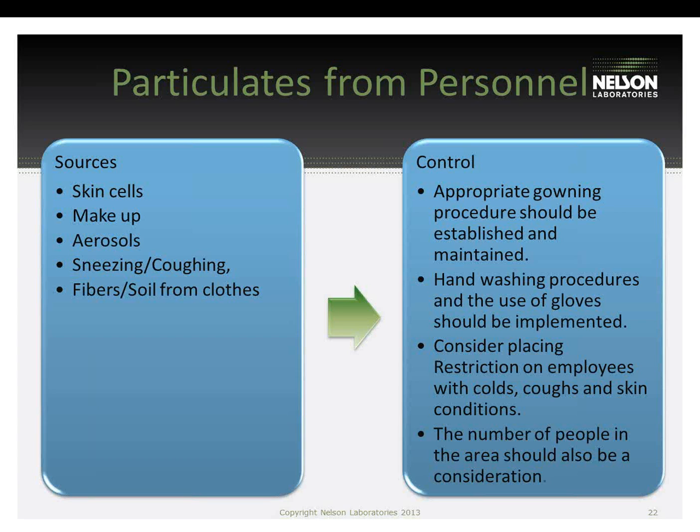There are several controls that can be taking place here, which are very common in a manufacturing environment, but are sometimes overlooked. Appropriate gowning, hand washing procedures, and/or the use of gloves. Placing restrictions on employees with colds, coughs, or skin conditions. This is one we do here at Nelson Labs when you do have an employee who is in a laboratory environment that may compromise a test. They are put on other tasks and duties that are not as critical to the test.